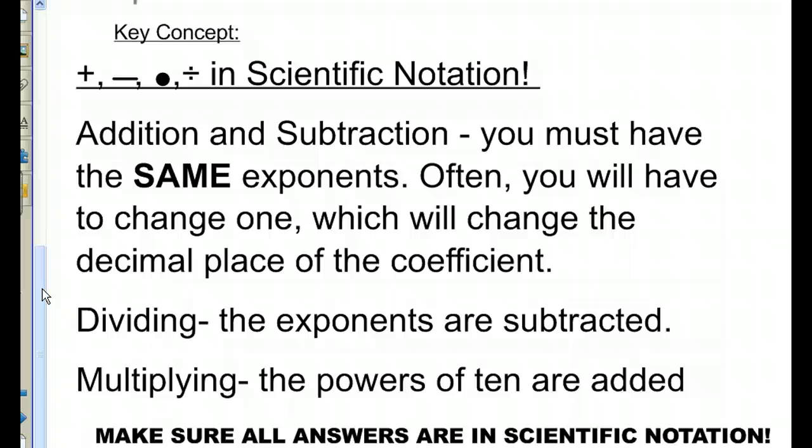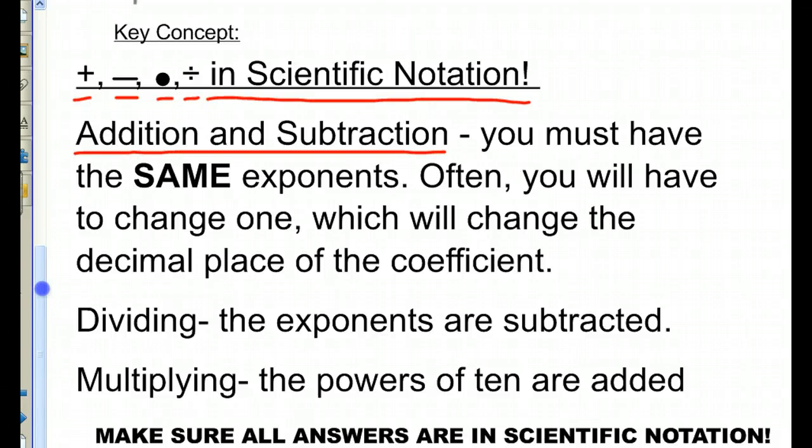Okay, so this is your key concept. Today we're learning about adding, subtracting, multiplying, and dividing, all in scientific notation. And we've learned this, so this is just a review, and this is for you to write in that student companion of yours. So here we go. For addition and subtraction, you must have the same exponents in order to do this operation. In order to add or subtract in scientific notation, you have to have the same exponents.